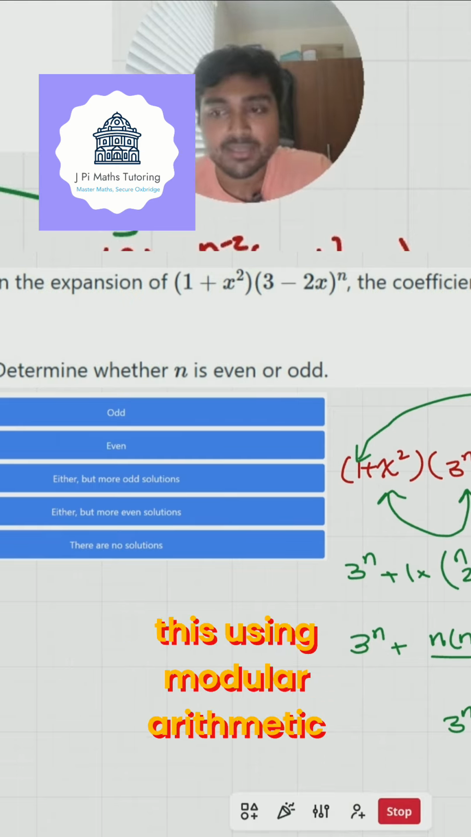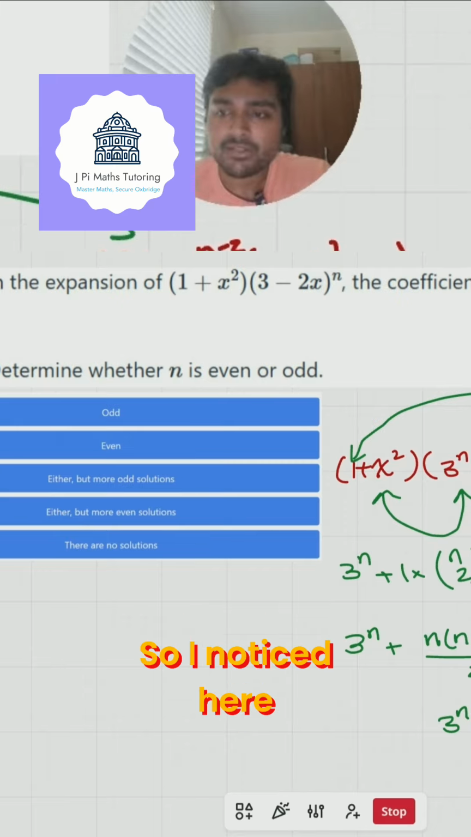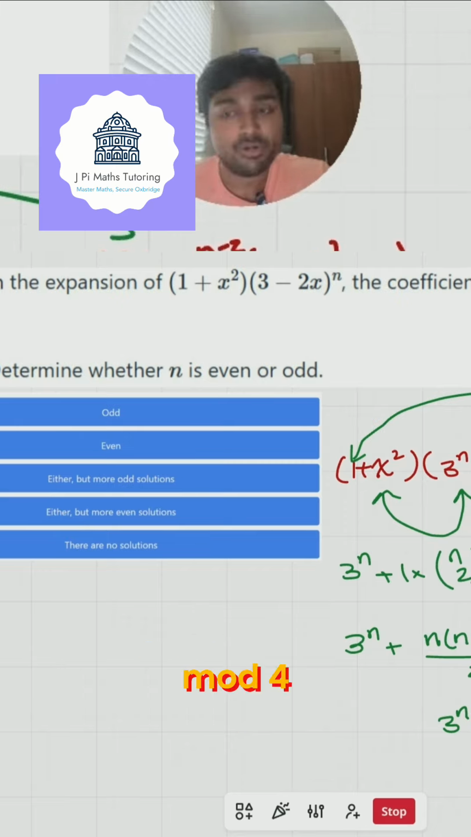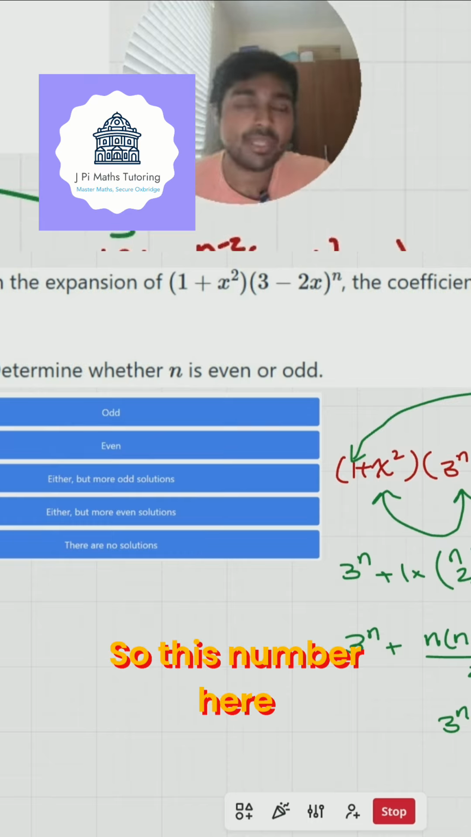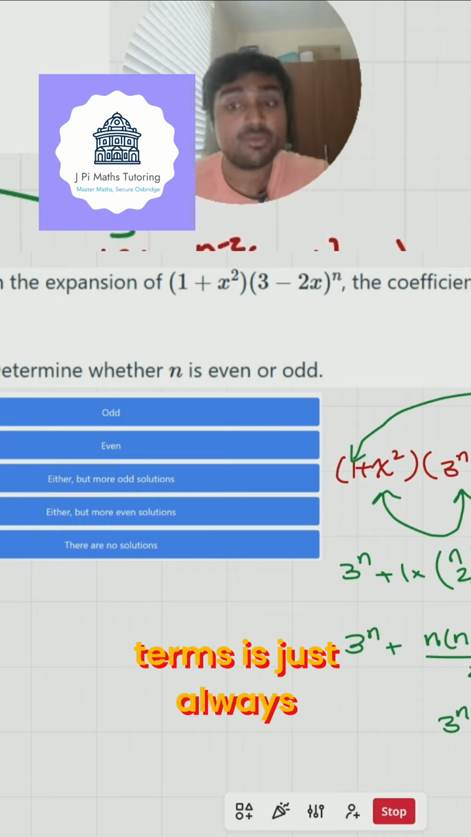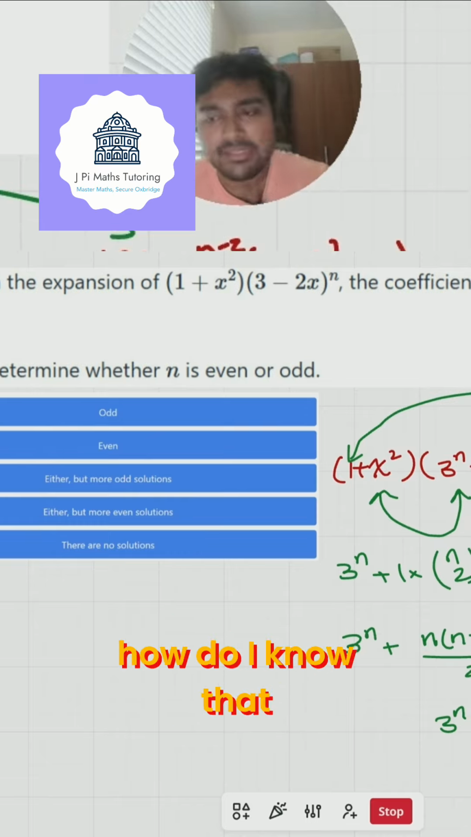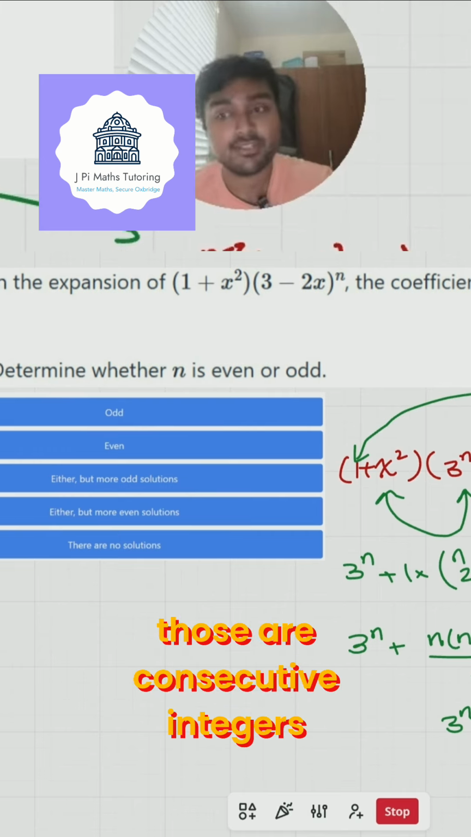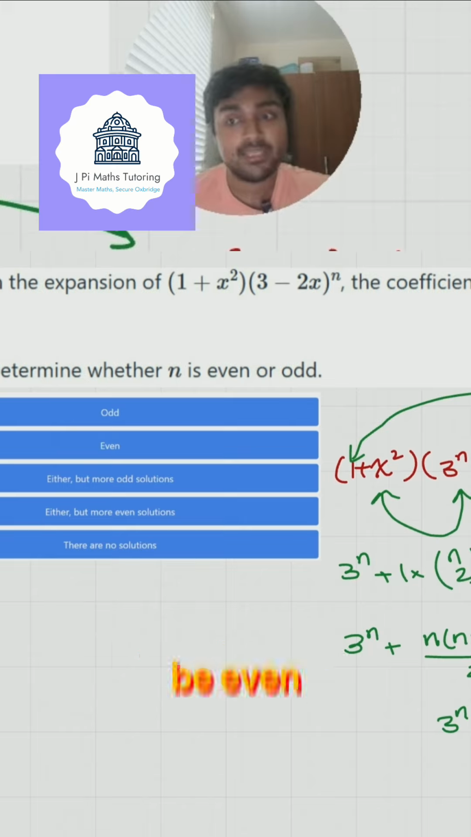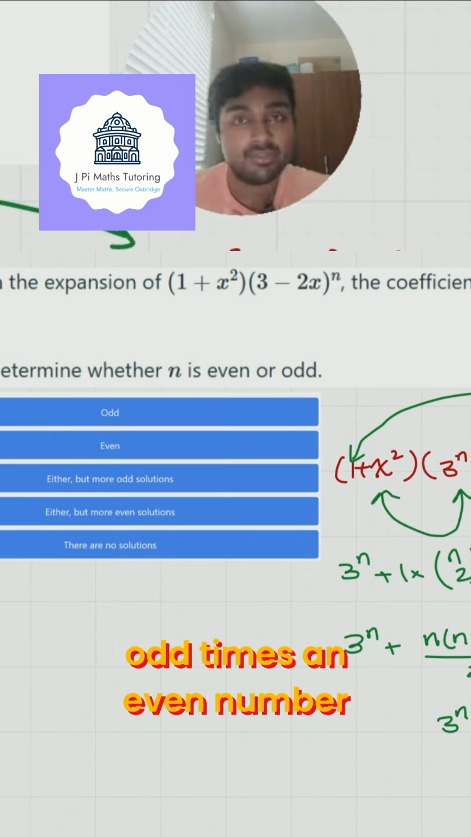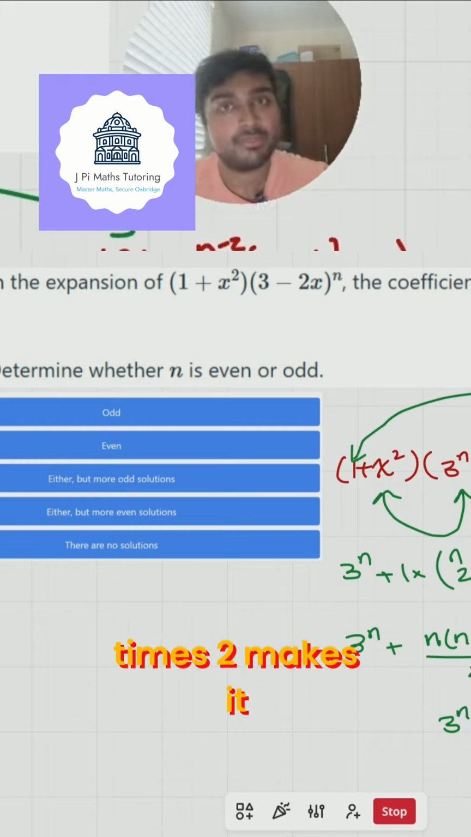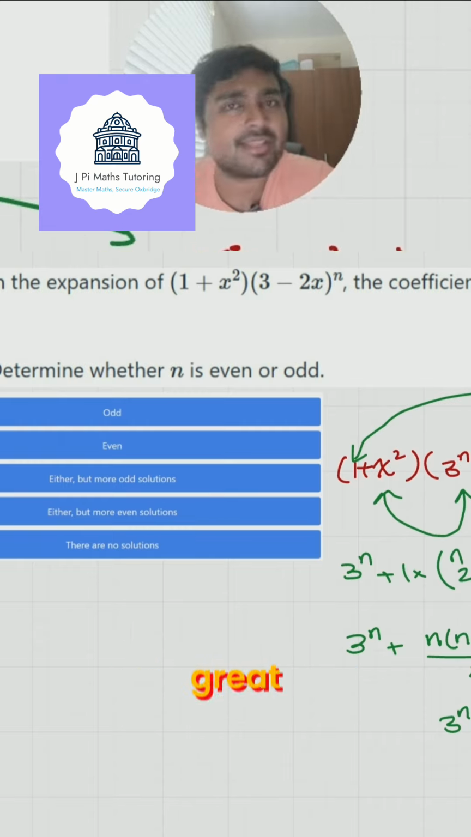So I actually did this using modular arithmetic. I noticed here that this number, mod 4, was 0. So this number here, without using modular arithmetic terms, is just always going to be a multiple of 4. Firstly, how do I know that? Well, the reason being is because n times n minus 1, those are consecutive integers. So one of them's got to be odd, one of them's got to be even. So I'm doing an odd times an even number, that's going to be even. And then of course I've got this 2 in the front, so an even number times 2 makes it a multiple of 4.